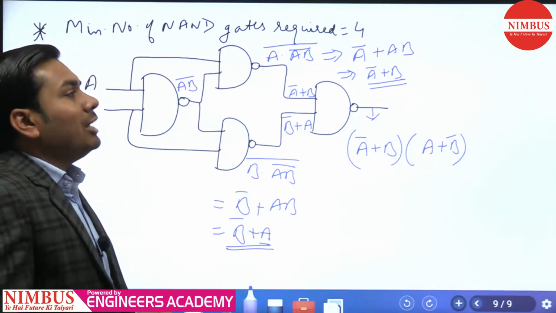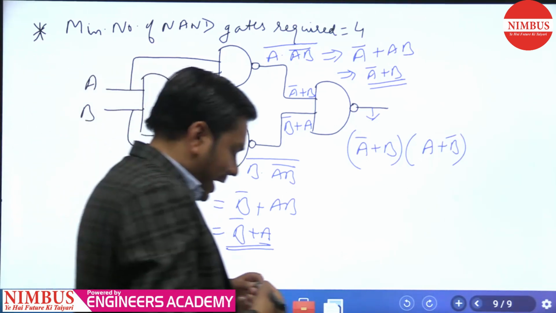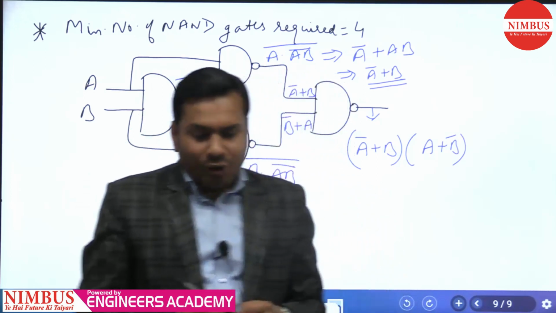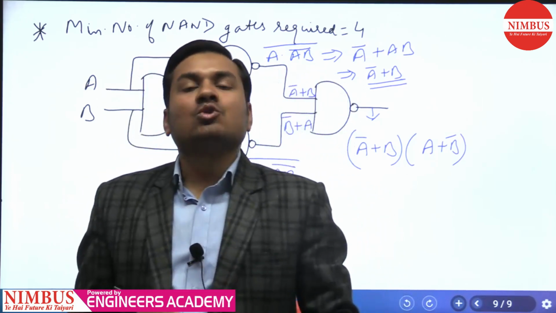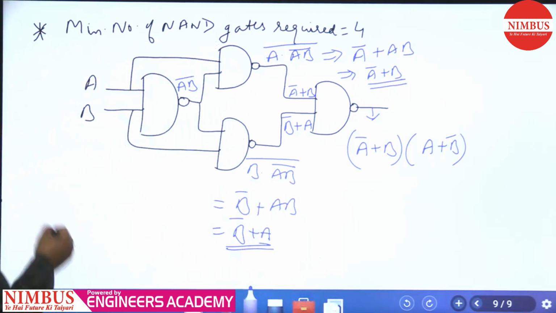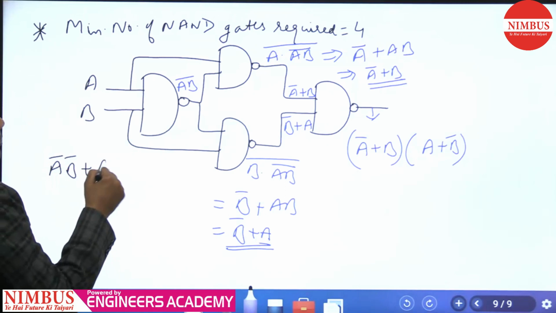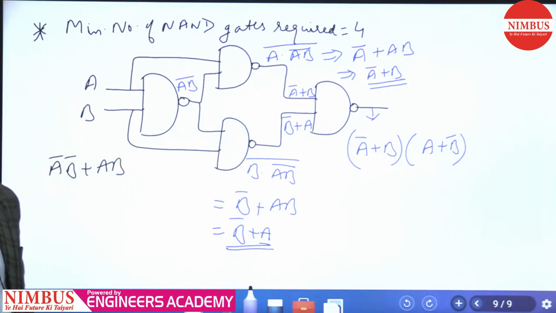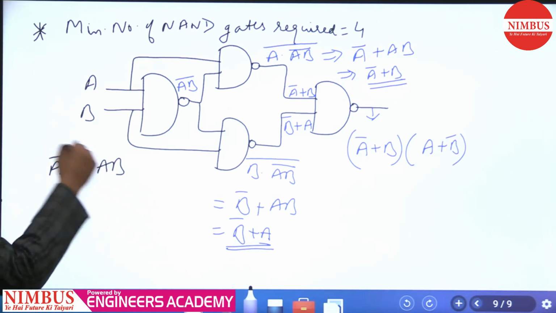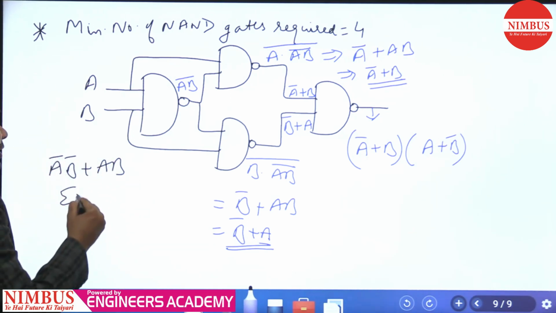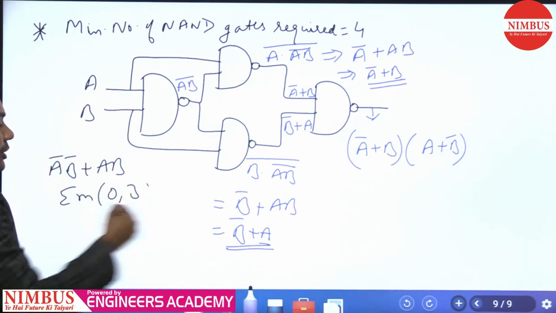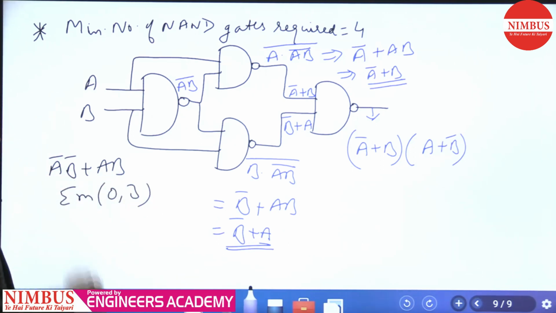Right? And for the XNOR, we are having the SOP expression, that is A bar B bar plus AB, right? That is our minterms, and the minterms are at 0 and 3, 0 0 and 1 1. When the minterms are at 0 and 3, our maxterms are at 1 and 2.